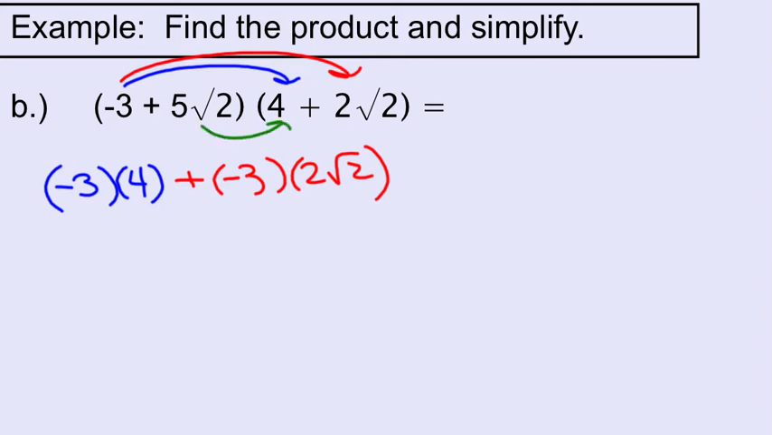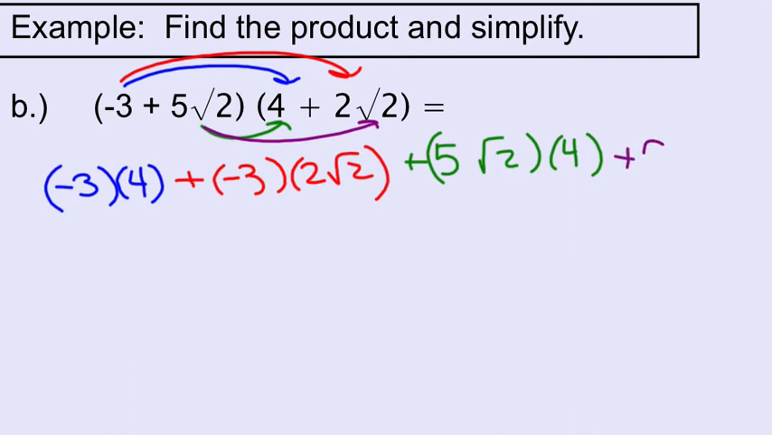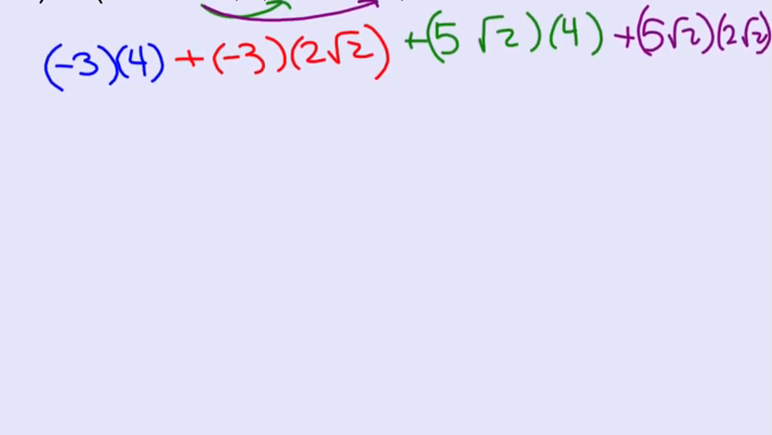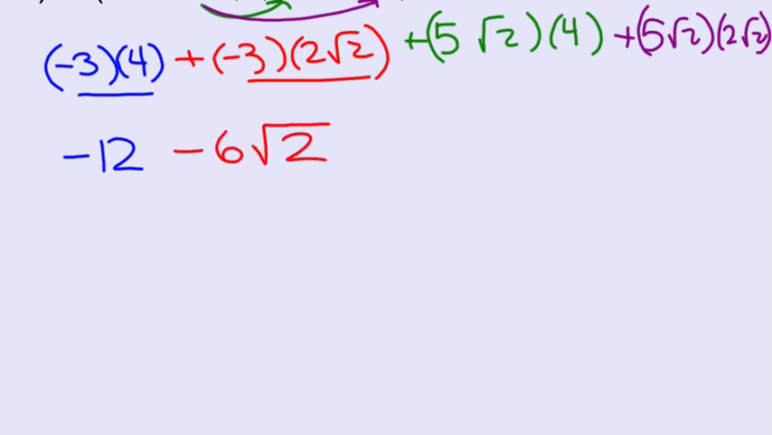Let's go to inside. 5 square roots of 2 times 4. And then last, 5 square roots of 2 times 2 square roots of 2. All right, let's take care of the blue. -3 times 4 is -12. Then we'll head to the red. Outside stuff is -3 and 2 becomes -6. And then inside stuff is just that square root of 2.